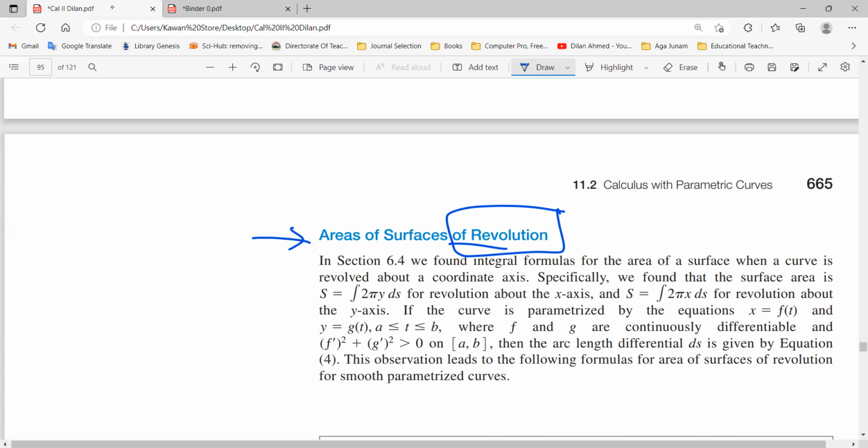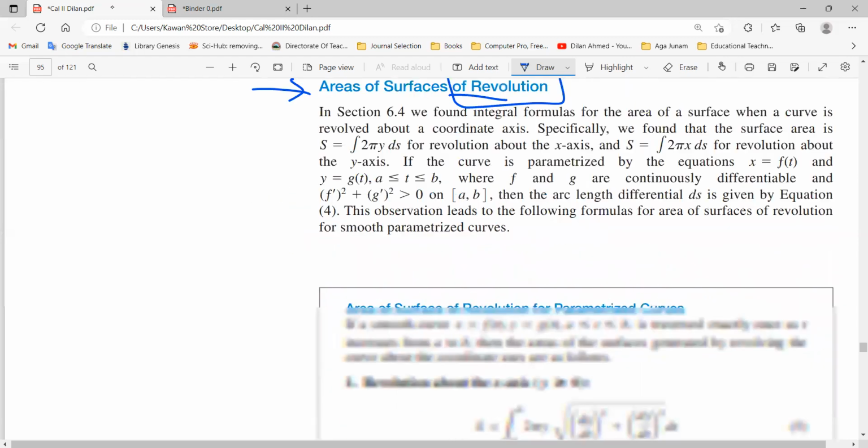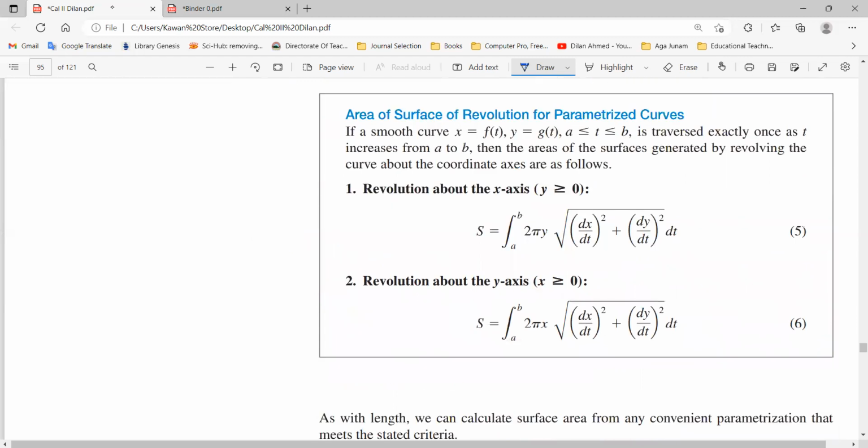How many times did he do it like that? So we have two. How many kinds of fans have you seen in real life? We have the old one, and we have the new one, right? So that one is called about the y-axis, and that one is called about the x-axis, right? It's vertical and horizontal. So that's why we say we have two things here. We have area of revolution about the x-axis and about the y-axis.